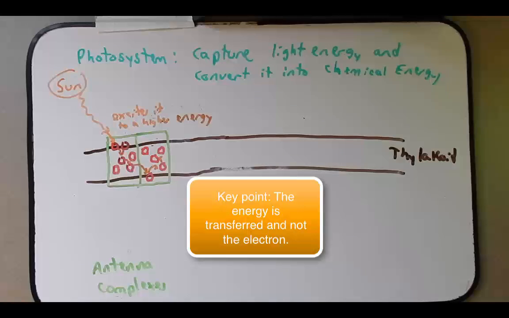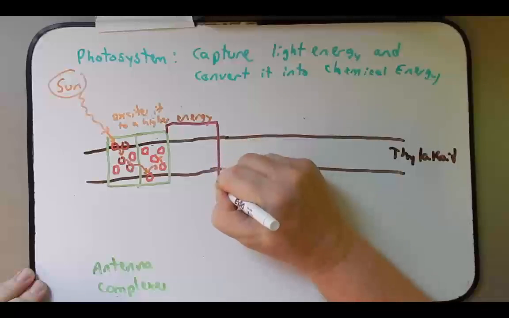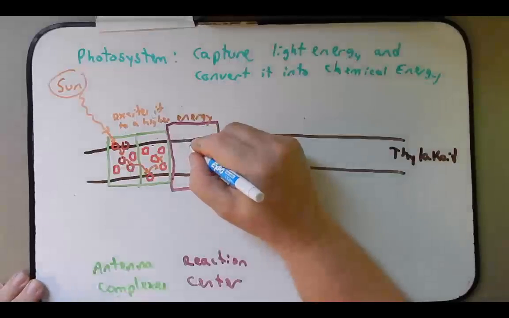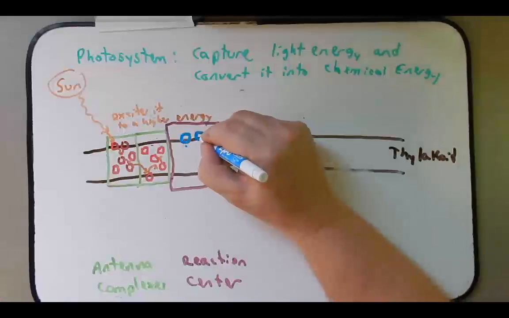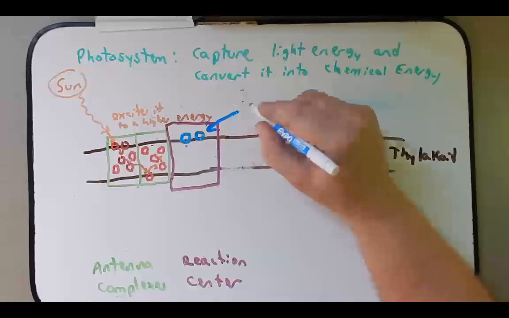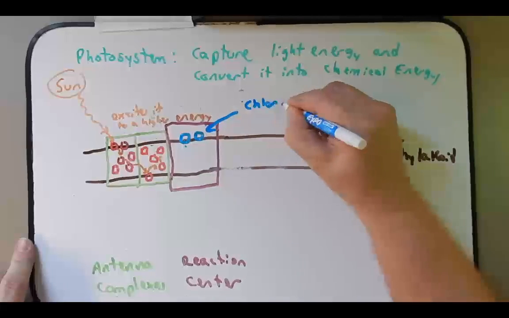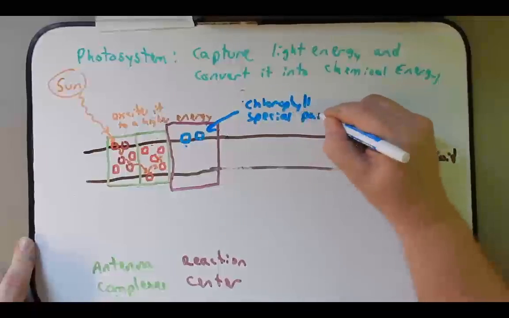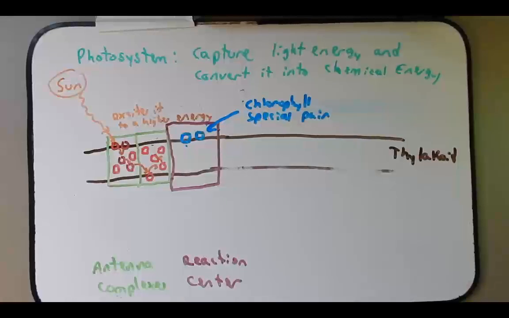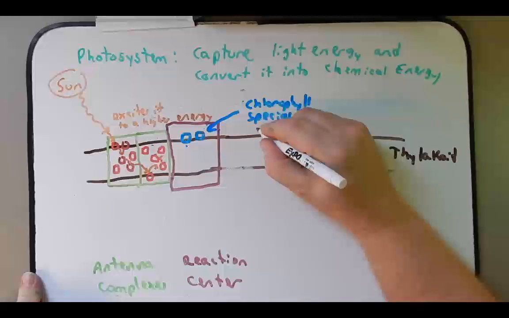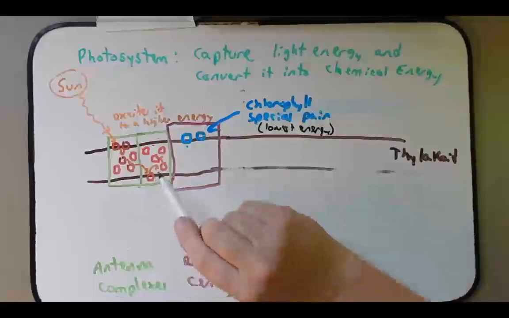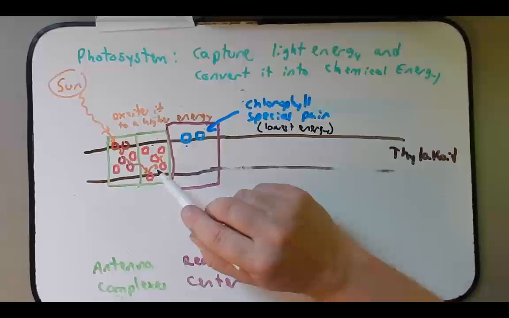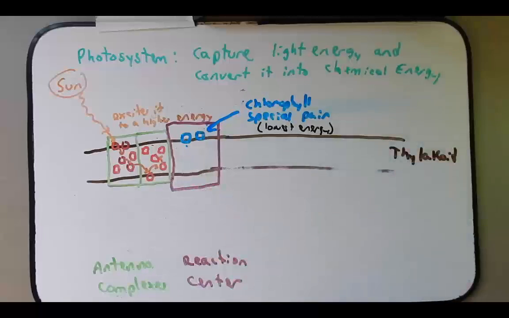Which brings us to our next complex, which I'm going to show here, called the reaction center. Within the reaction center there are these two special chlorophylls, and your book calls these the chlorophyll special pair. They're a unique pair of chlorophyll molecules. What makes them unique is that of all the chlorophylls we've seen so far, these are at the lowest energy. This is where that unstable energy from the antenna complex ultimately will move to.